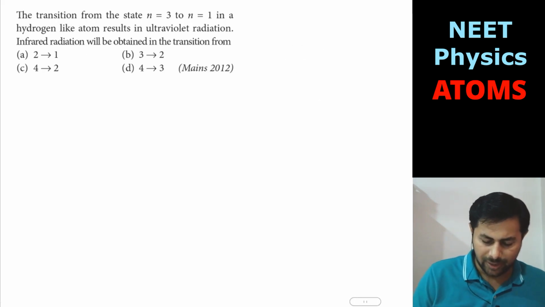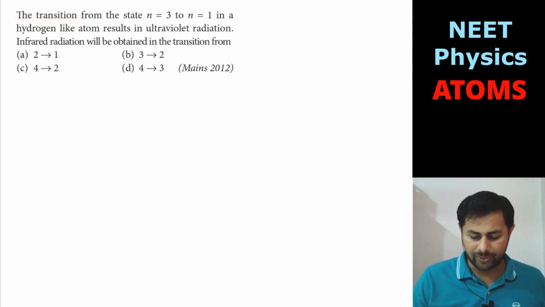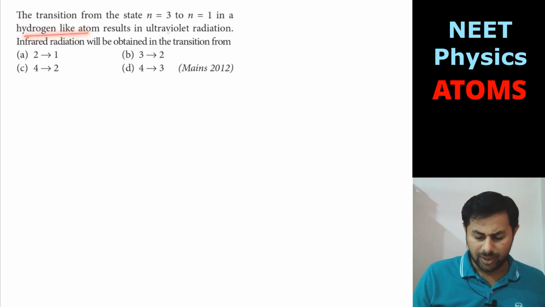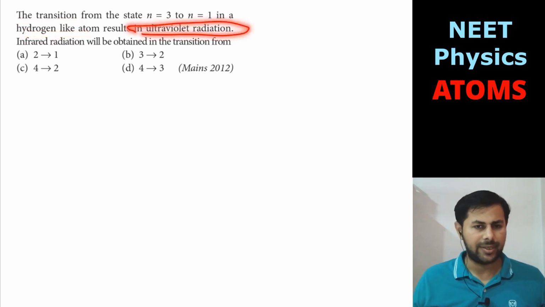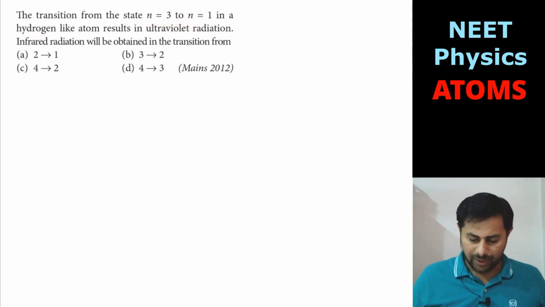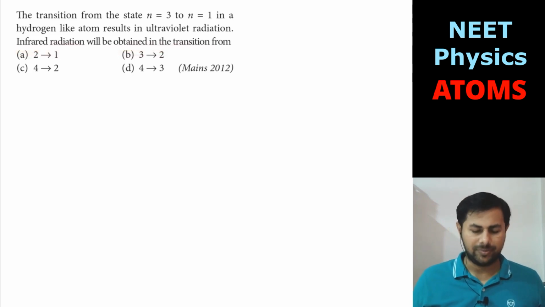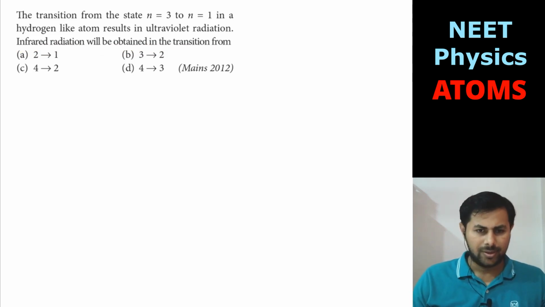Let's see this question. The transition from state n equal to 3 to n equal to 1 in a hydrogen like atom results in ultraviolet radiation. So n equal to 3 to n equal to 1 transition is ultraviolet. The infrared radiation will be obtained in the transition from, tell me, where can you guarantee the infrared radiation? 4 to 3, very good.